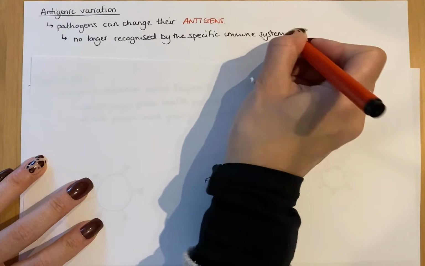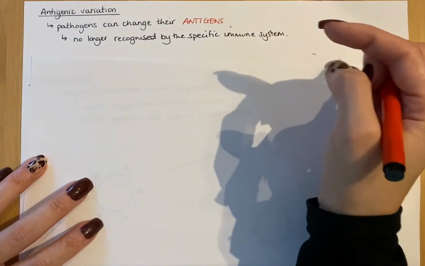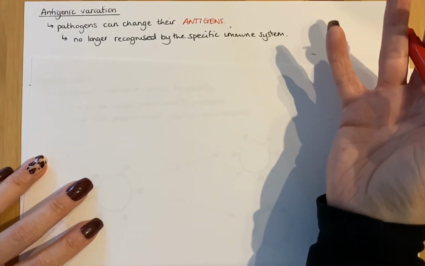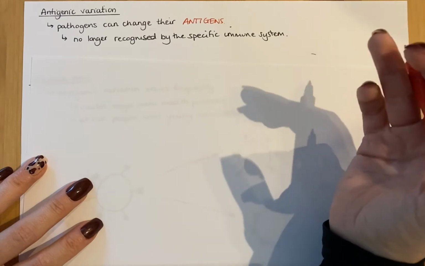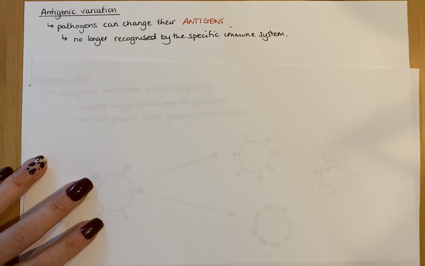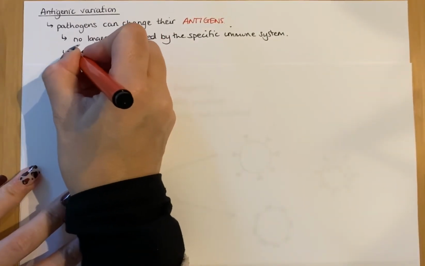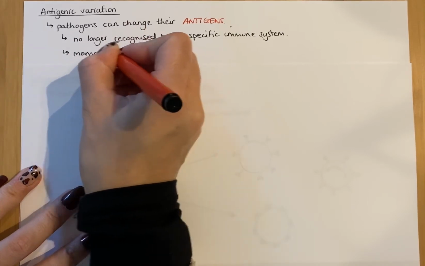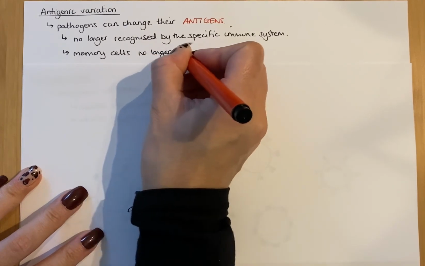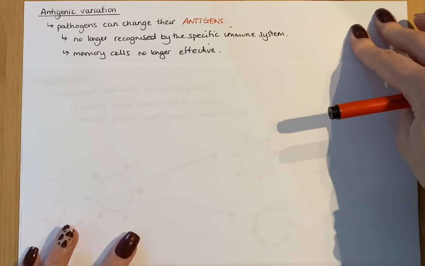Okay, so those T and B lymphocytes, which previously had specific receptors that match those antigens, if those antigens change, then they're obviously not going to match them anymore. So you need to relaunch a new defense and find another T lymphocyte and another B lymphocyte that's got receptors that would match that new antigen, right? So this is a problem because memory cells are also no longer effective. So what you had was previously immune memory, but obviously now you've lost that.